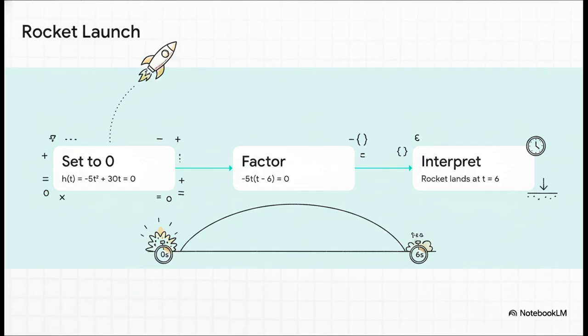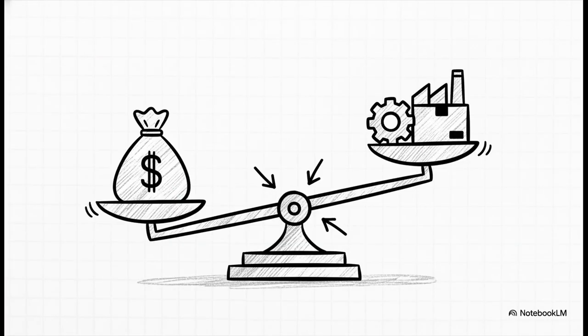Knowing that 6-second mark is pretty vital. It tells us exactly when to look out so the falling rocket doesn't land on our heads. But this tool doesn't stop at physics. It's just as powerful in business. In the business world, finding the zero helps you identify your break-even point.